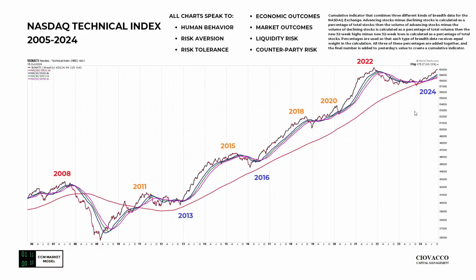It's the NASDAQ Technical Index. Description, upper right-hand corner of your screen. Probably fair to say 2024 looks a lot more like 2016 and 2013 relative to this extremely concerning look in 2007, 2008, or this concerning look in 2011, 2015, 2018, and 2020.